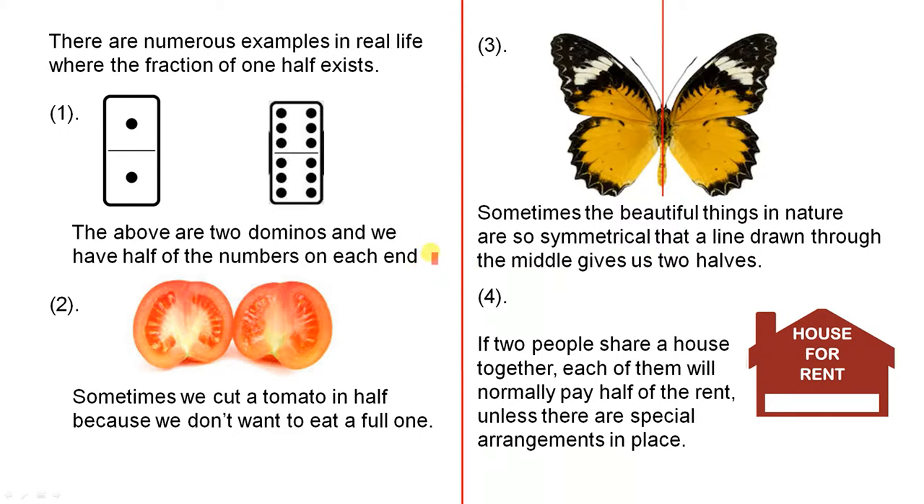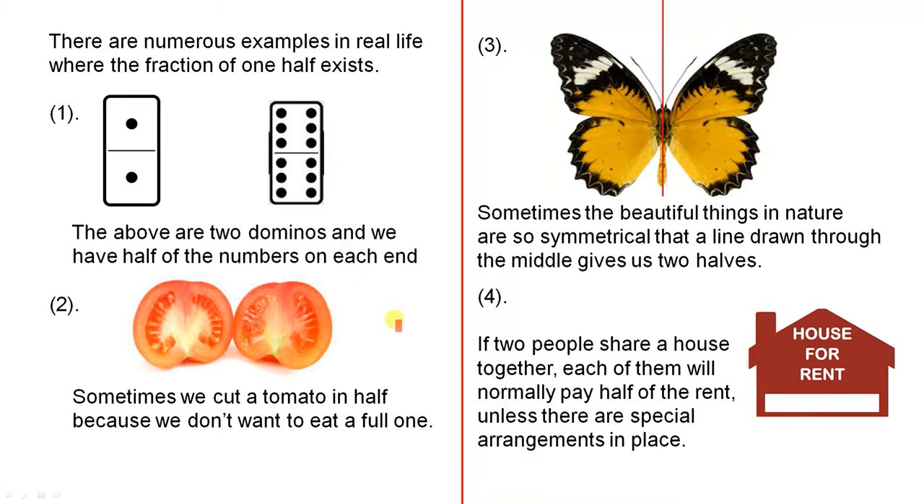The above are two dominoes and we have half of the numbers on each end. So altogether we have two dots on this domino, one dot this side and one dot that side. So half of the numbers on this side, half of the numbers on that side. This domino has 12 dots, 6 on this side and 6 on this side, half of the numbers on this side and half of the numbers on that side.